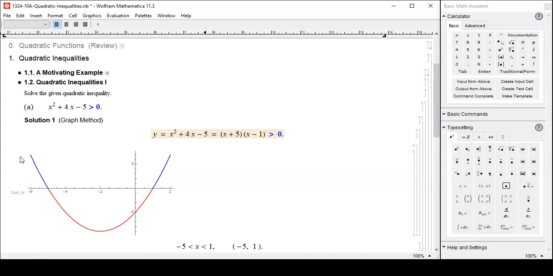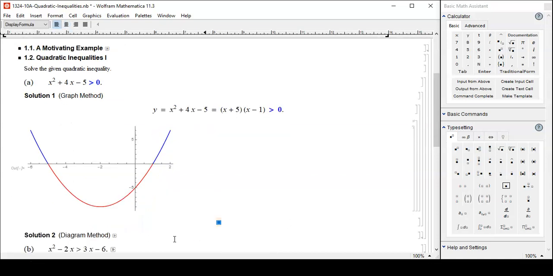So in this graph, above the x-axis, you have to look at blue regions. So we have two curved pieces here, also there. So the solution would have been, let's see, x is less than -5 or greater than 1.